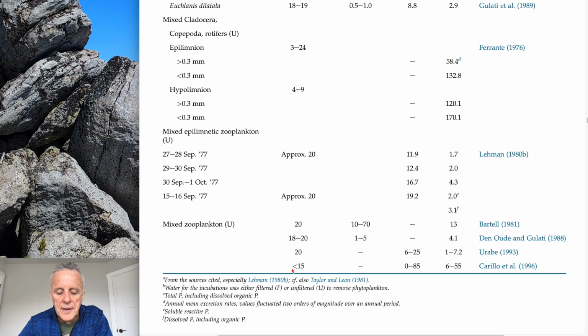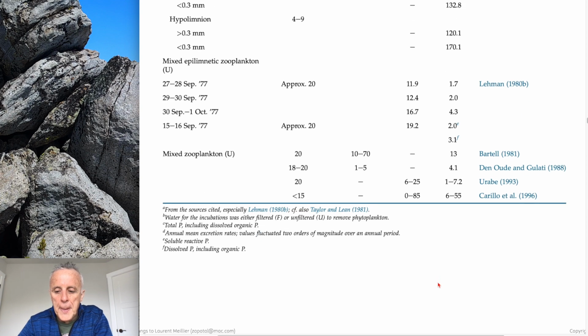For those zooplankton that live at temperatures less than 15 degrees centigrade, we have nitrogen ranging between 0 and 85 micrograms, and then we have phosphorus also a pretty good range between 6 and 55 micrograms.